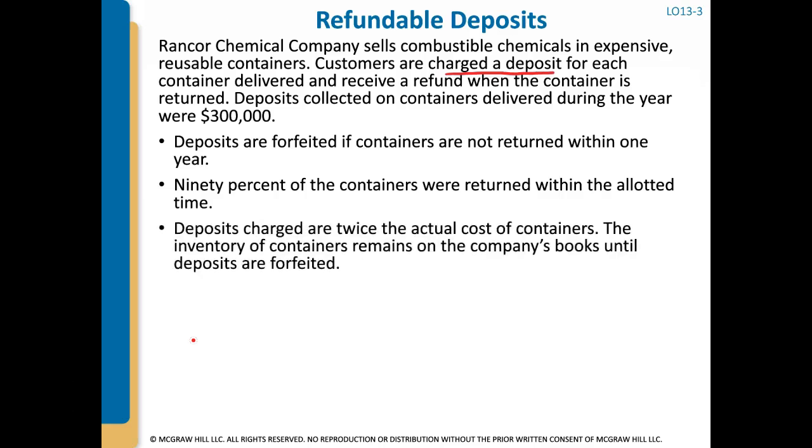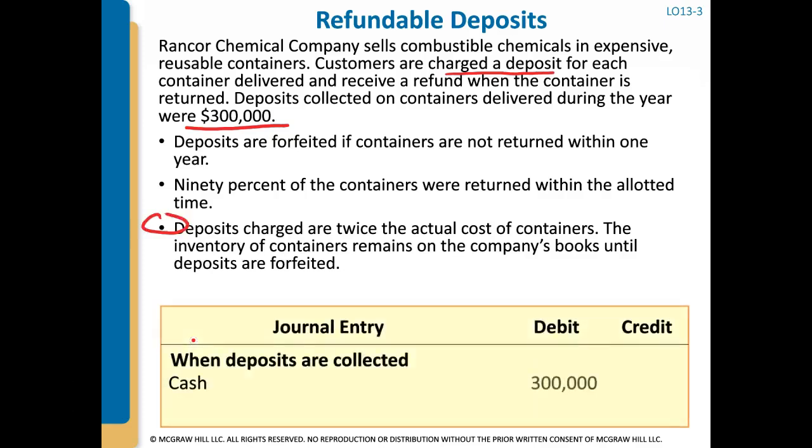So how do we record this $300,000 of cash that we receive? Let's go through that example first, and then I'll discuss this final bullet point. When the deposits are collected, this is just a deposit that will hopefully be refunded back to the customer. So the company receives cash, so they debit cash for $300,000. And as long as the company is holding that cash, they owe the customer that money back. We're going to record a liability, so we're going to credit a liability called refundable deposits for $300,000.